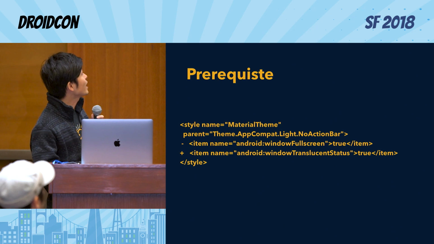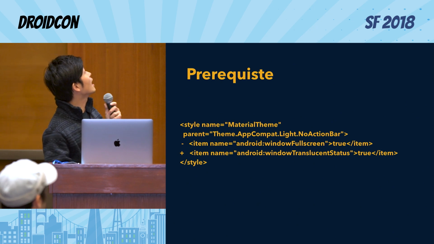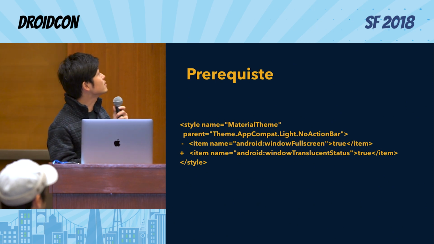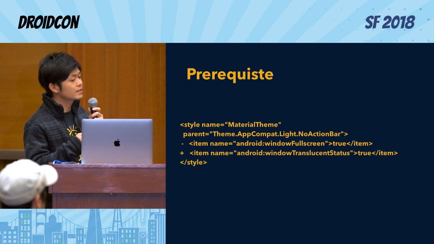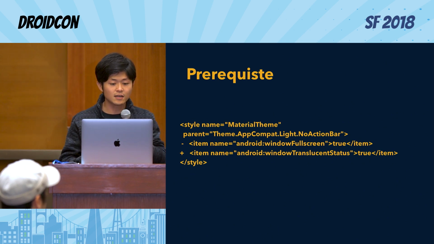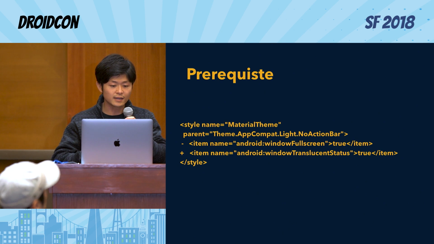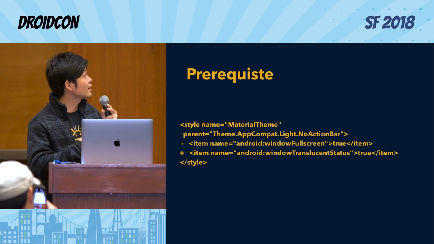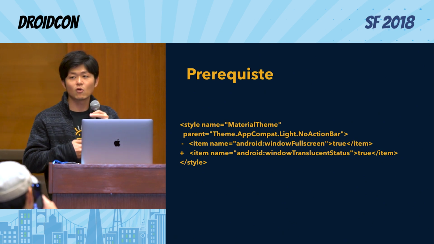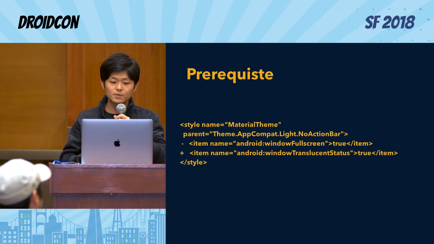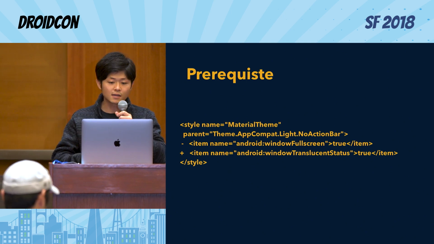First, for the requirement, we want to change the theme that we use to window transparent status. This will change the actual window size. It will not overlap the navigation bar, but it will overlap the status bar. And this helps us to calculate display size correctly.